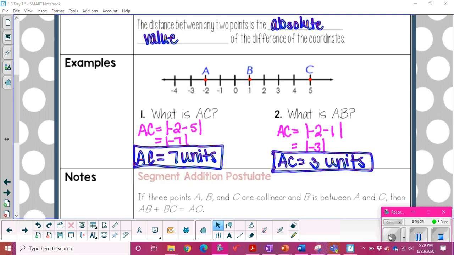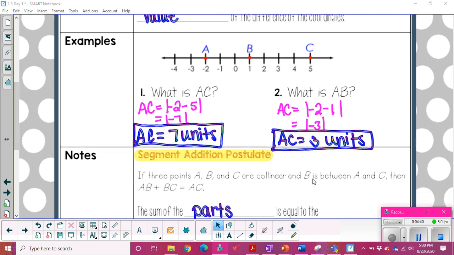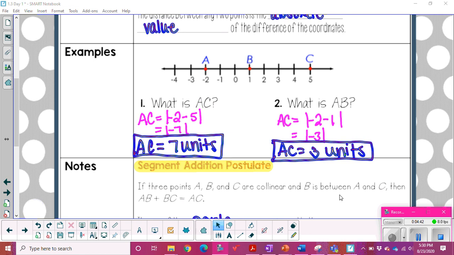Okay, so let's move on to the segment addition postulate. Segment addition sounds like we're going to be adding segments together. So let's look and see what it says. It says if 3 points A, B, and C are collinear and B is between A and C, so let's look and see what that actually looks like.